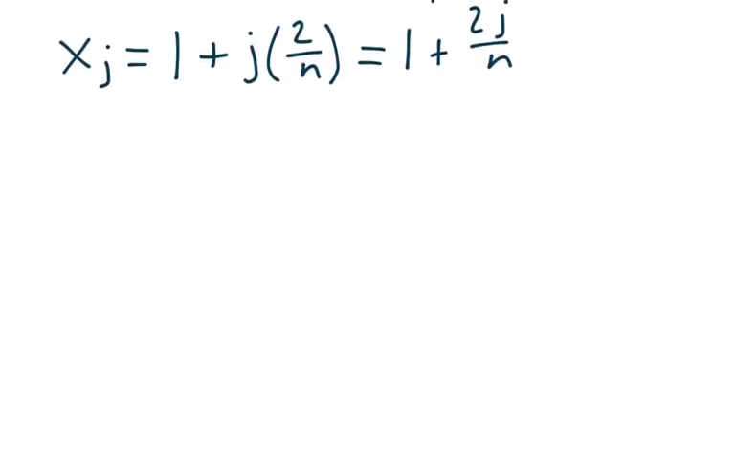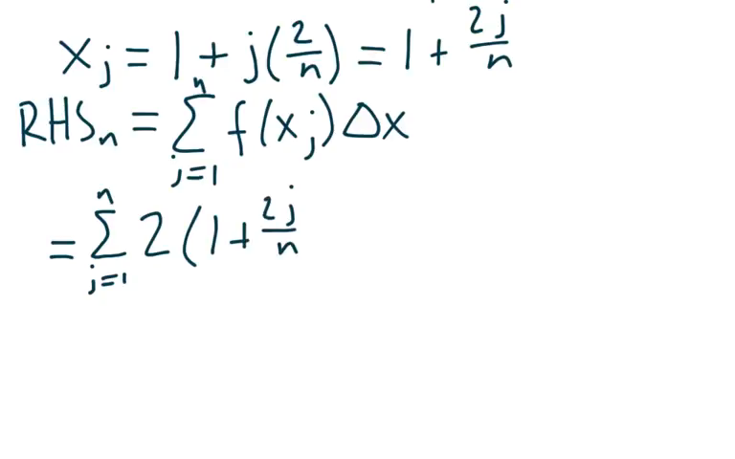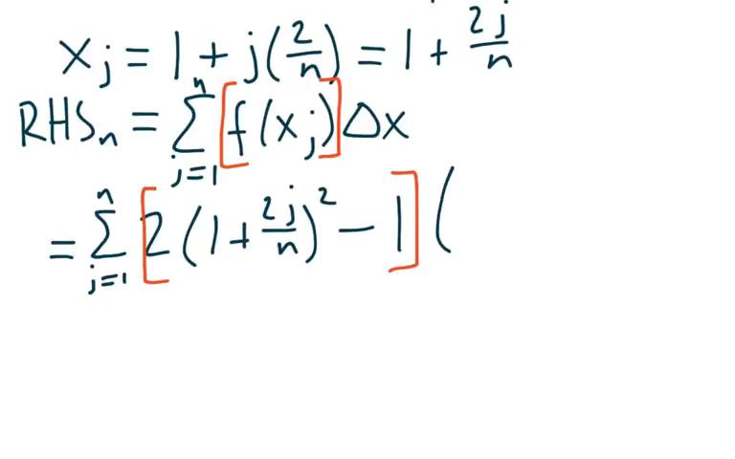So, using that definition, we'll look at RHS sub n, which is the sum as j goes from 1 to n of f of x sub j times delta x, which is the sum as j goes from 1 to n of 2 times (1 plus 2j over n) squared minus 1. Now that's f of x sub j. Remember, f of x sub j gets multiplied by all of delta x, so we need to be sure that gets grouped together. And there we go. And we'll multiply by delta x, which is 2 over n.